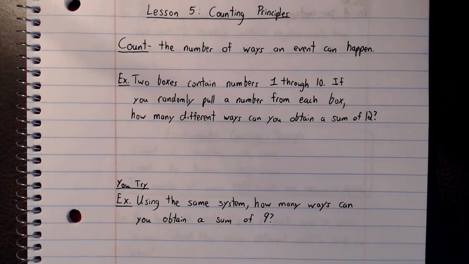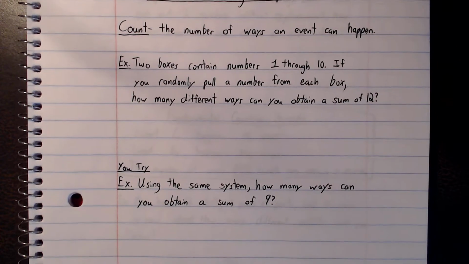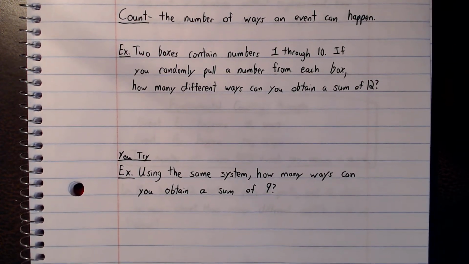First of all, we have the count, okay? A count is just the number of ways an event can happen. An event could be anything. An event could be putting your clothes on in the morning, or it could be a race between cars or something, or it could be pulling numbers. It doesn't matter. That's all an event is. So it's the number of ways something can happen. So we're just going to get right into some examples here.